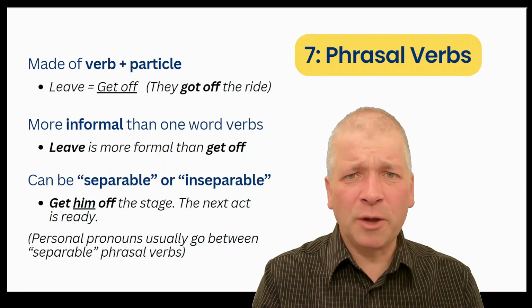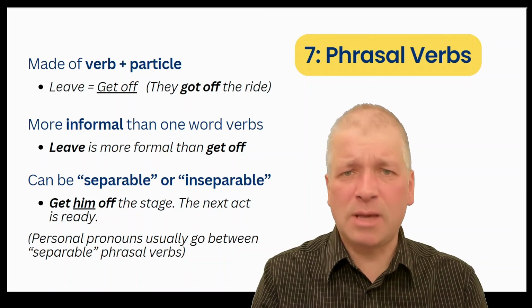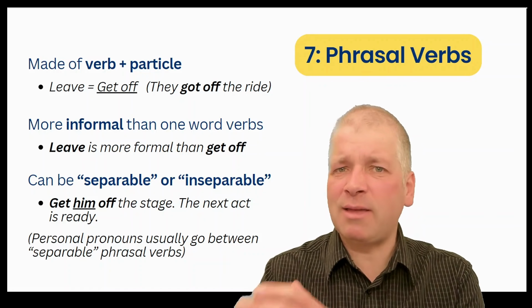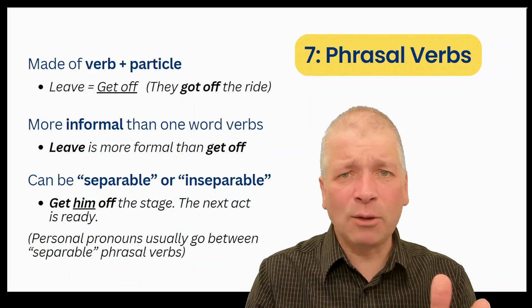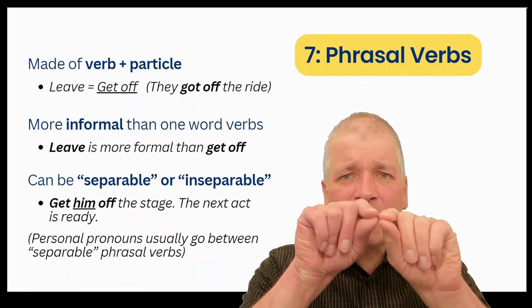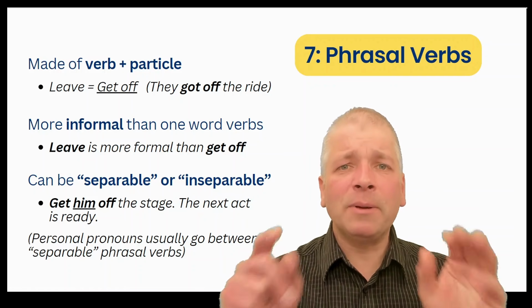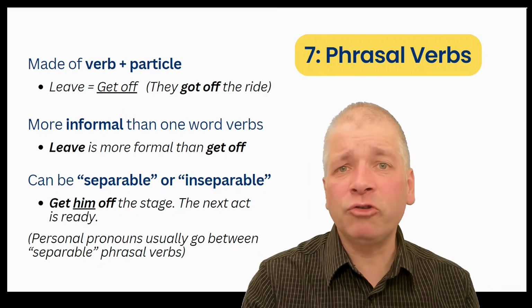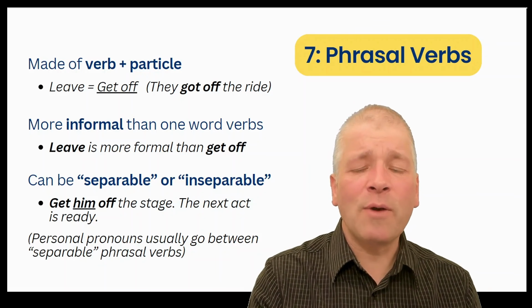Also, phrasal verbs can either be separable or inseparable. For example here, get him off the stage. The next act is ready. Here, get off is separable. That means that they can be separated, particularly when you have a personal pronoun. Personal pronouns usually go between separable phrasal verbs.